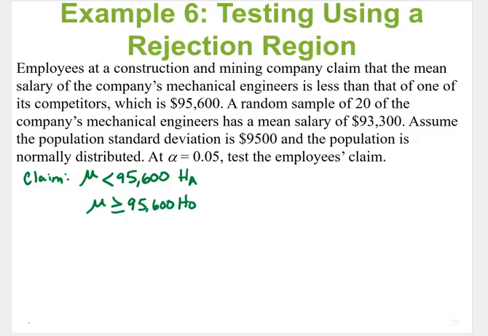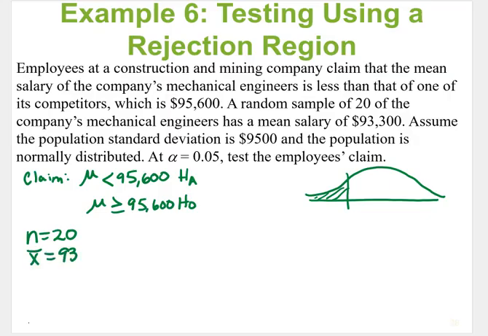So this is definitely a one-tailed test, so you can draw that picture now if you want to, because we know our alternate is less than. This is going to be my rejection zone. Let's write down all the important information. It's a random sample of 20, so n equals 20. The sample salary that they found from those 20 is $93,300. We assume the population standard deviation, so there's my sigma, is 9,500. And the population is normally distributed. Excellent, so we can do this. And my alpha is 0.05.